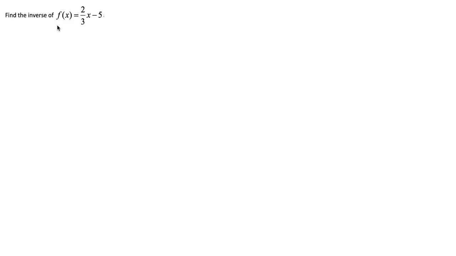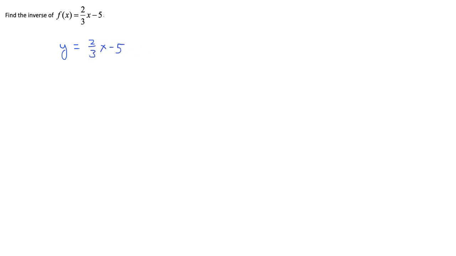Find the inverse of f of x equals 2 over 3x minus 5. Alright, so there's a couple steps involved here. The first thing you want to do is let f of x equal y. So let's do that. We'll set y equal to 2 over 3x minus 5.